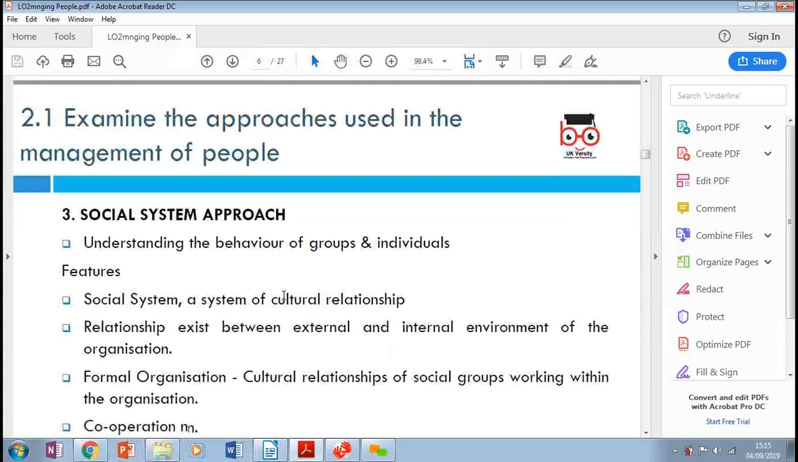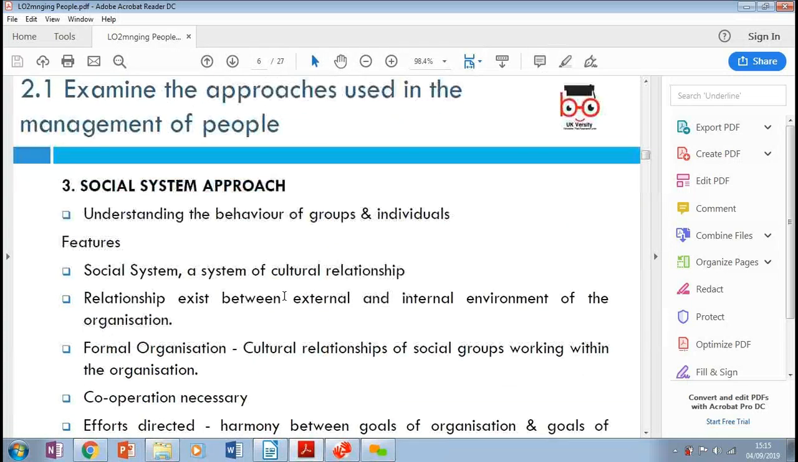Here's a social systems approach. Now, they've isolated this from the scientific management approach, but I would put this actually underneath that one. But here they've isolated it out and said, oh, there's a third one here, number 3. But I would put that into the scientific management approach. But no matter, we can just go along with their way of looking at things here.